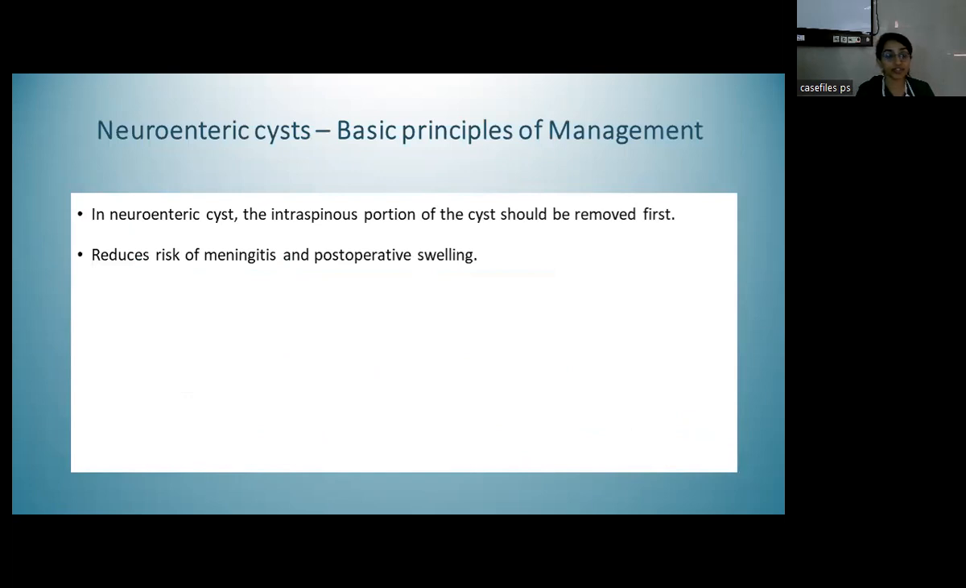In neuroenteric cysts, it is important that the intraspinous portion of the cyst should be removed first. Otherwise, if it is not removed, then most of the contents will go into the spinal canal and it will increase the chance of meningitis and postoperative swelling.